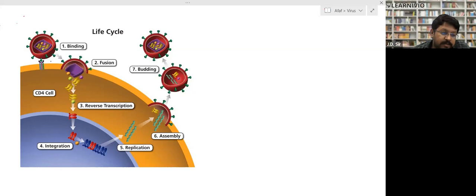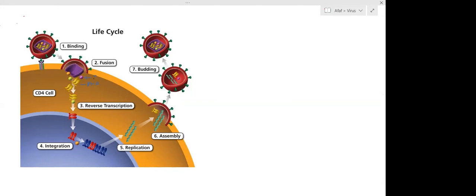Now the binding will take place with the help of these receptors, right? After the binding, what happened? The cover part does not go in, due to the fusion. The capsid part remains outside. Then it inserts two things. What is that? It inserts RNA, right? And then another thing, which is the enzyme, basically reverse transcriptase. This is the reverse transcription.